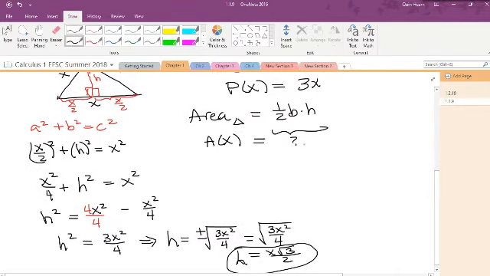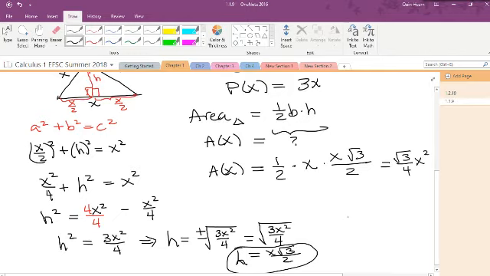So now I can write my area as a function of just the dimension x. I have 1/2 times the base of the whole equilateral triangle, which was x, times the height of the equilateral triangle, which is x square root of 3 over 2. So multiplying that together, you could write it as root 3 over 4 times x squared. So that would be a function describing the area of any equilateral triangle.